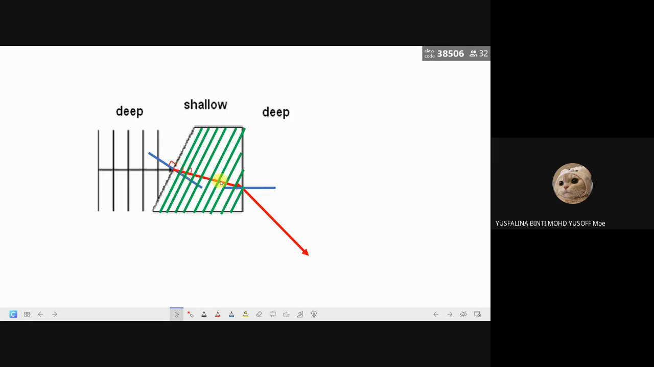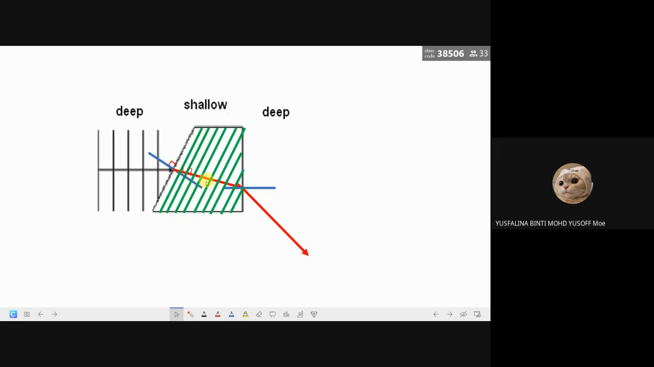Then after that, you underline until it hits the end of the surface of the shallow area here. So when you go to the deep area, this is the normal line. From shallow to deep, it will refract away. Away from the normal line means it moves further from the normal line.